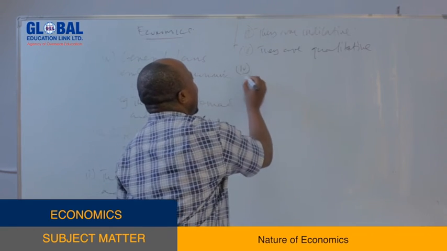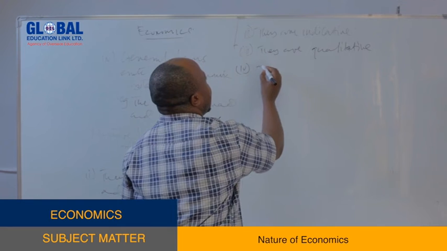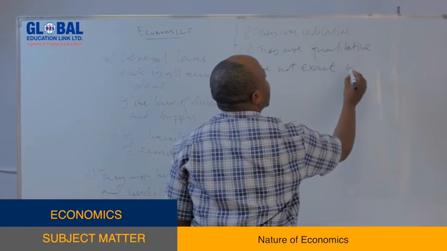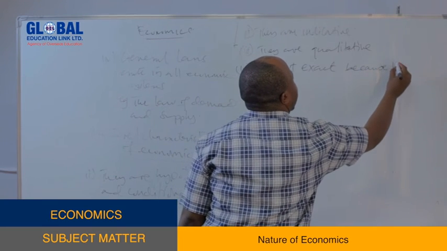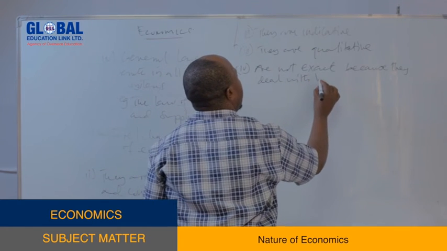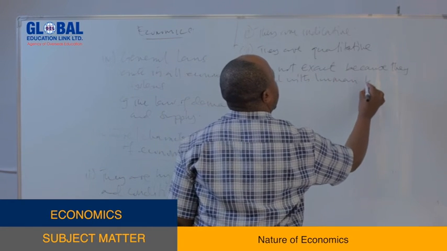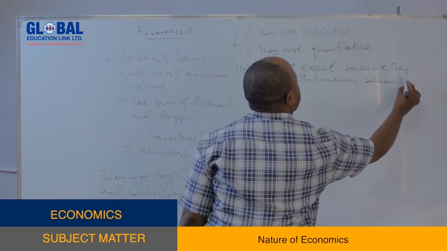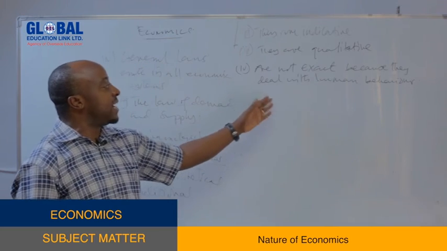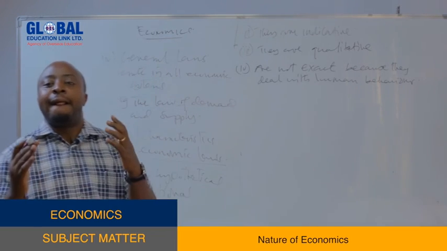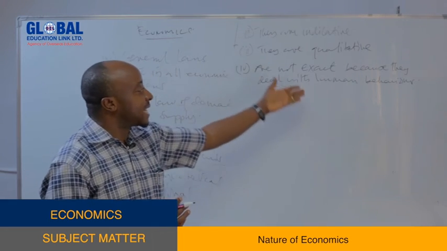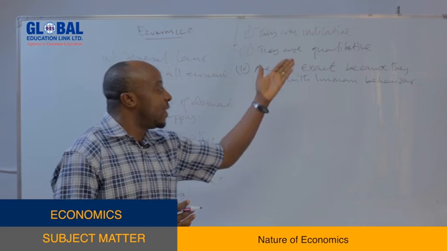Number four, economic laws, we say they are not exact because they deal with human behavior. They are not exact because they deal with human behavior. And we said human behavior is not static, it is dynamic. So these laws are not exact because they are dealing with human behavior.